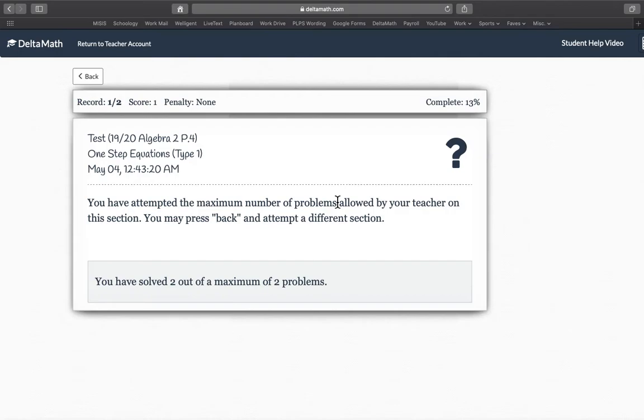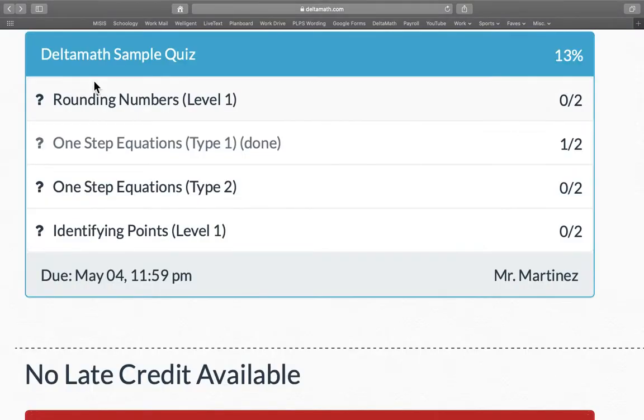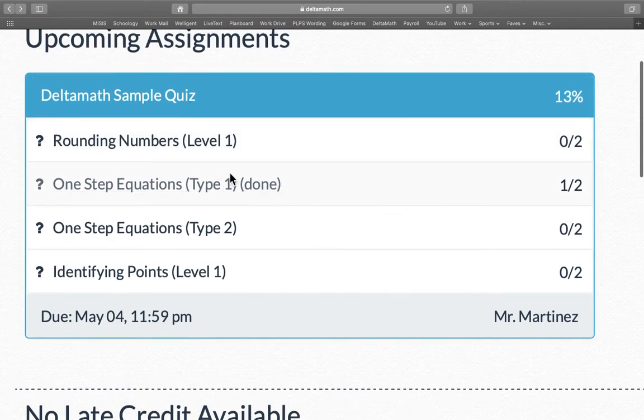Okay, so 2 out of 2. So you only got 1 out of 2 right. So you hit back. So you're done with this section right here. So you have to be very careful, slow down, work slowly to make sure that your answers are correct. You will immediately know how you're doing on the quiz. Okay? So once you're done with that section, you go to the next section.